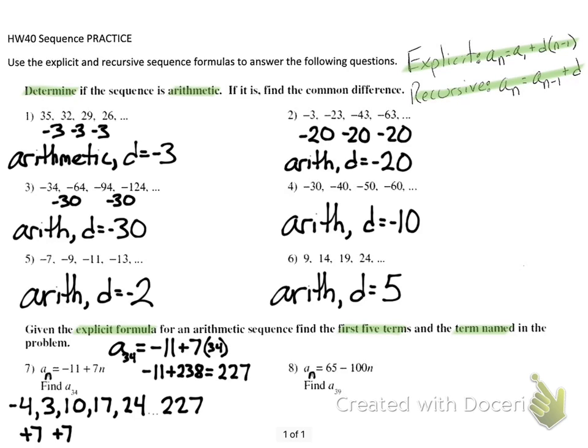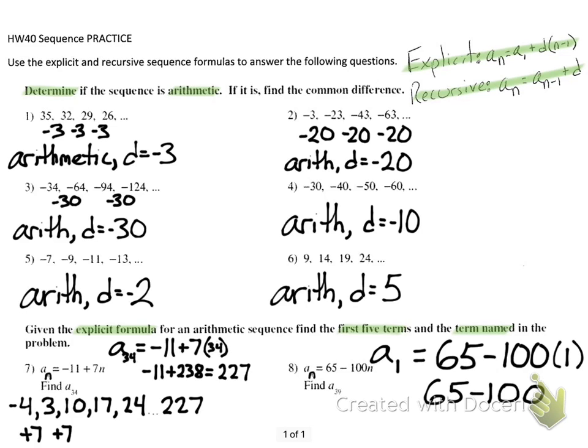Let's do number 8 as well, but I'm just going to go through it a little faster this time because it's pretty much the same idea. So again, here's our formula. A sub n equals 65 minus 100 times n. We're finding the first 5 terms. You're going to make n 1. A sub 1 is your first term. So negative 100 times 1, that is negative 100. And then 65 minus 100 is negative 35. So that is your first term.